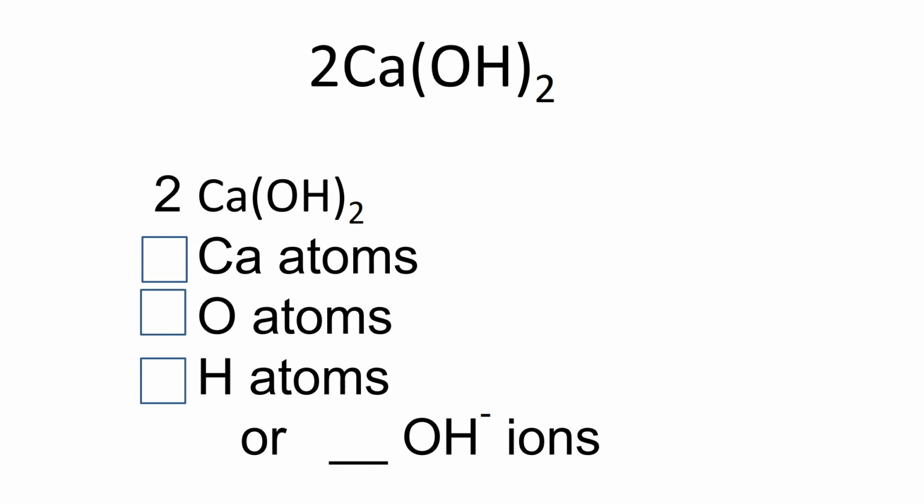How many moles of calcium atoms do we have? 2. All right, how many moles of oxygen atoms? 4. Why 4? The parentheses is telling me that I have 1 oxygen and 1 hydrogen in there, and then the coefficient is telling me that I have 2 groups of that. So yes, I have 4 moles of oxygen atoms in this. And then what about hydrogen? 4. Now, before I go any further, the reason why I wrote this inside of parentheses is because this represents a polyatomic ion.